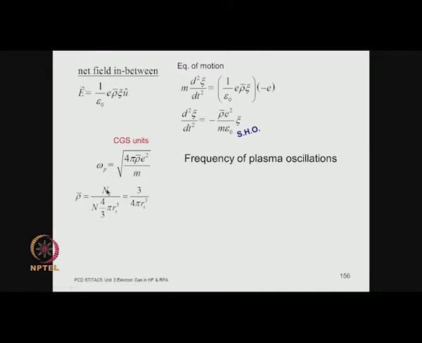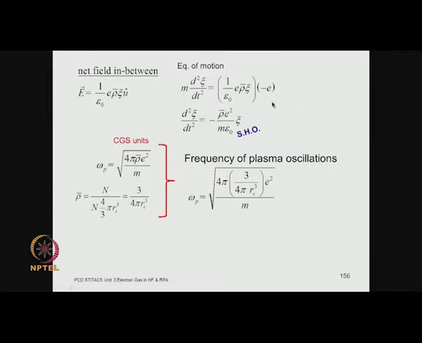So, this is the number of electrons n. This is the total volume, which is the number of electrons times the average volume of each electron, expressed in terms of the average radius of the volume occupied by each electron. So, the n's cancel and you have 3 over 4 pi rs cubed. That is the expression for rho bar, which is the average density.